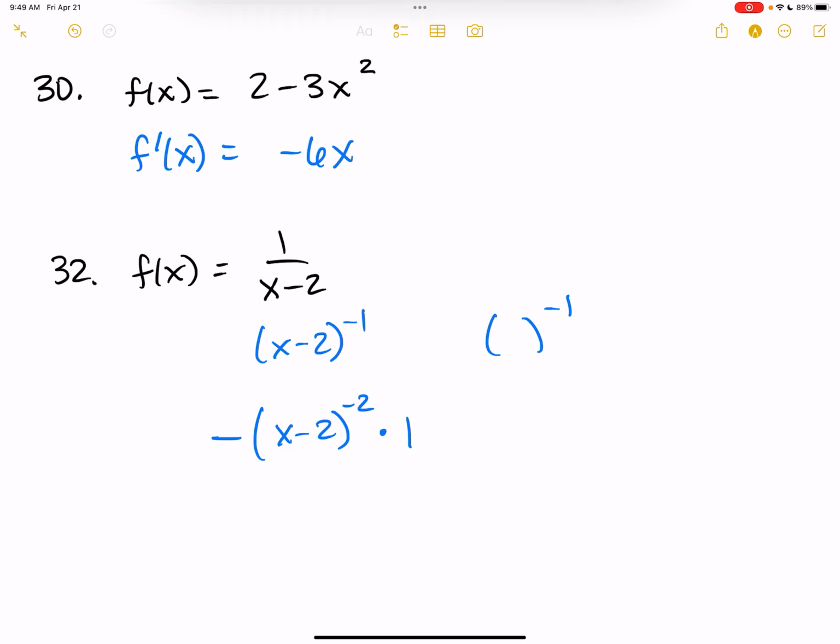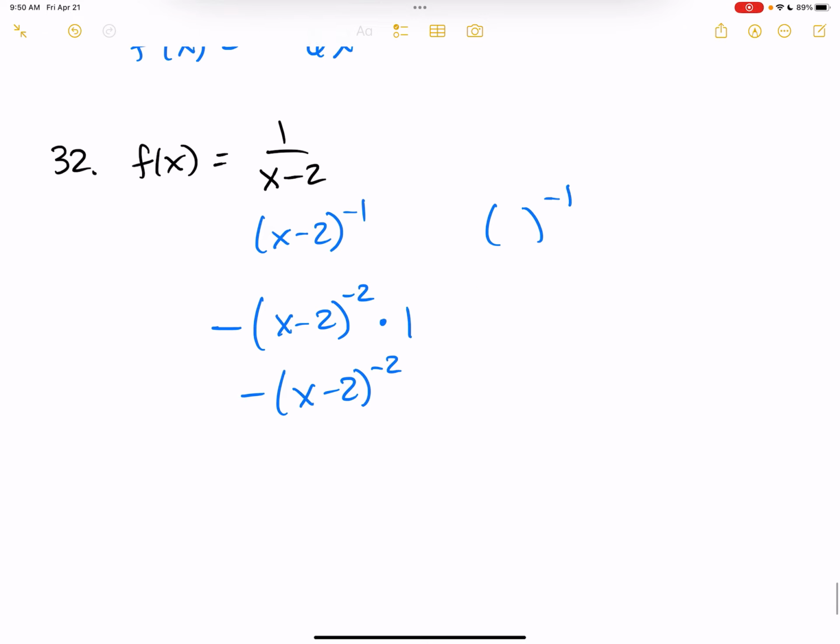I'm just going to write that so that you see that we actually did something. So now this would be negative parentheses x minus 2 to the negative 2. I don't like negative exponents, so I'm going to move it back. So I'm going to have negative 1 over x minus 2 squared as the derivative of that.